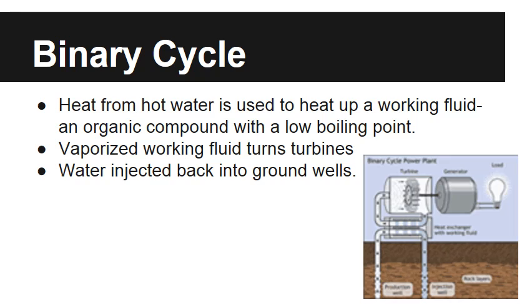In binary cycle, hot water is used to heat and vaporize working fluid, which is an organic fluid with a low boiling point. This vaporized fluid powers turbines. The water is then returned back to the wells. This is the most efficient method because it can be conducted at low temperatures, 225 degrees, and generates the most power.